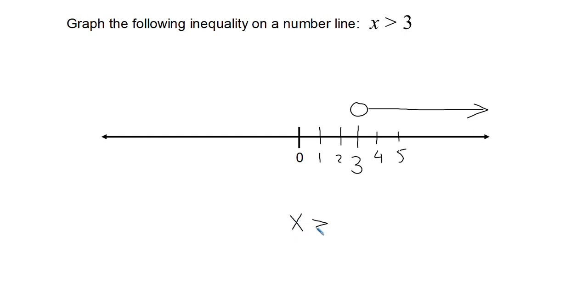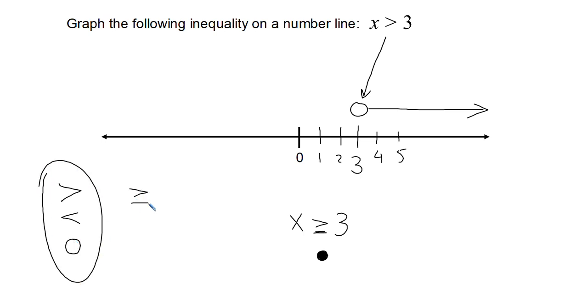If I had x is greater than or equal to 3, then I would want to put a closed circle at 3, indicating that the 3 is a solution option. But here I don't have an or equal to. That means that this should just be an open circle. So anytime you see a greater than or a less than sign, those will always be with an open circle. And anytime you see a greater than or equal to or a less than or equal to sign, those will be with a filled in circle on your graph of your number line.